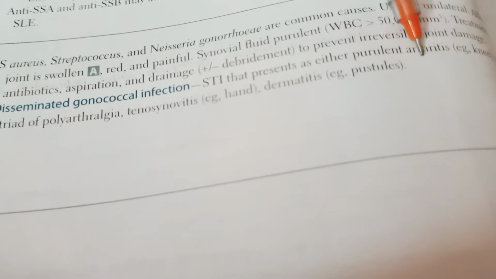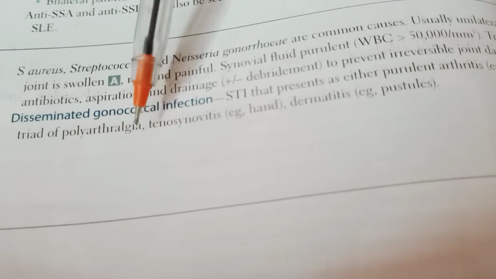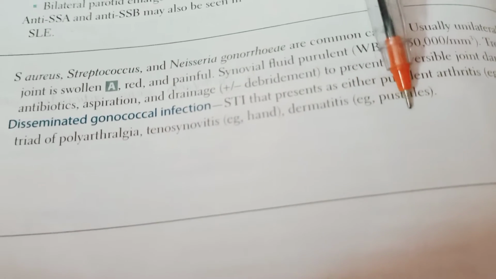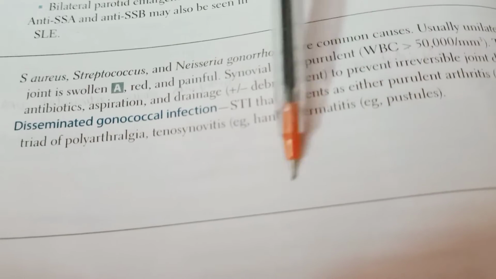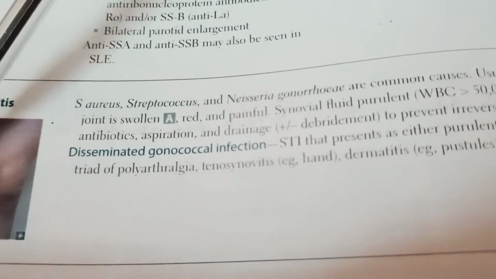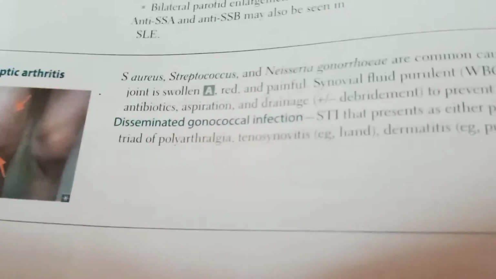as either purulent arthritis, that is seen in the knee, or a triad of polyarthralgia, tenosynovitis, that is seen in the hand, and dermatitis, which forms pustules. So these may be the features of disseminated gonococcal infection, which is also involving the joint, that is septic arthritis.